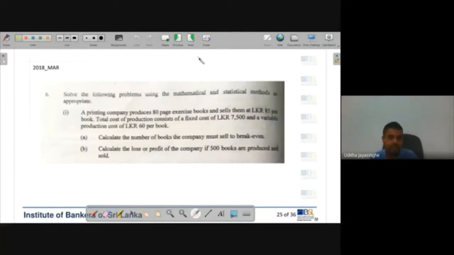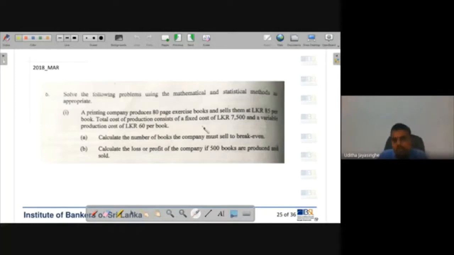Same question paper, question number 6, part number 1. A similar style. This part is on the break-even and cost volume profit analysis. A printing company produces 80-page exercise books and sells them at 85 rupees per page. Be careful, this 80-page is irrelevant data, not really helpful. Sells at 85 rupees per book.